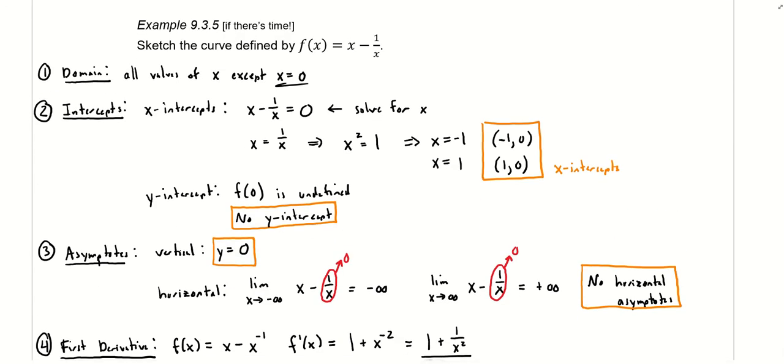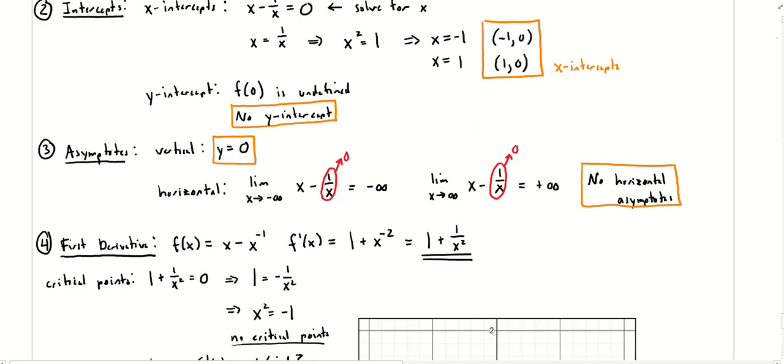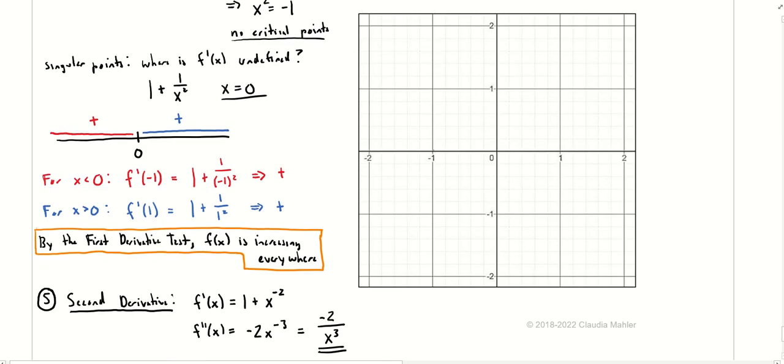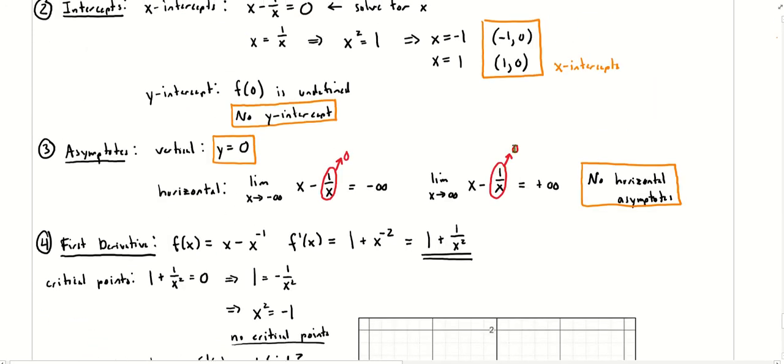Okay, so that was a lot of work, but we got a lot of information about this function. So let's go ahead and just start drawing what we have. The first thing I'm going to draw are my x-intercepts, so (-1, 0) and (1, 0). (-1, 0) is here, (1, 0) is here. So those are going to be points where my function crosses the x-axis. I don't have a y-intercept. We'll see how that looks in a second.